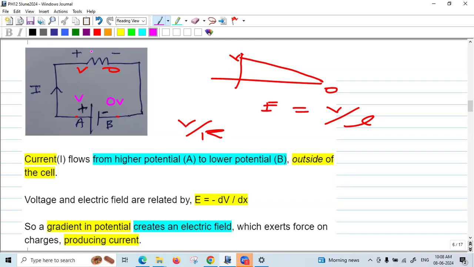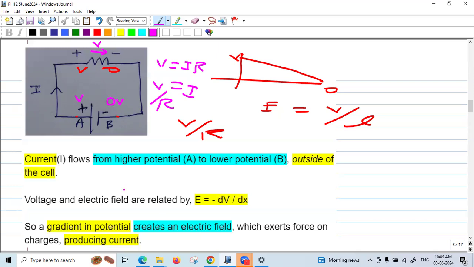So the drop across the resistance is V, drop from left to right. Okay, and the current flowing is I. So using Ohm's law, I get V equal to I into R. From there, I can find the current I as V by R. V is the voltage of the cell, which is known, and R is the resistance value, which should be known because it is a known resistance. So from this, I can get the current value.